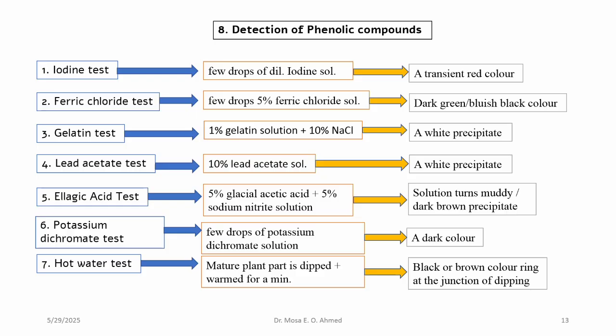The sixth qualitative test for phenolic compound is the potassium dichromate test, which consists of a few drops of potassium dichromate solution. It gives dark color. And the last test is the hot water test. Hot water test consists of warming the mature plant part in water. The change produced is a black to brown color ring at the junction of dipping. This indicates the presence of phenolic compound.